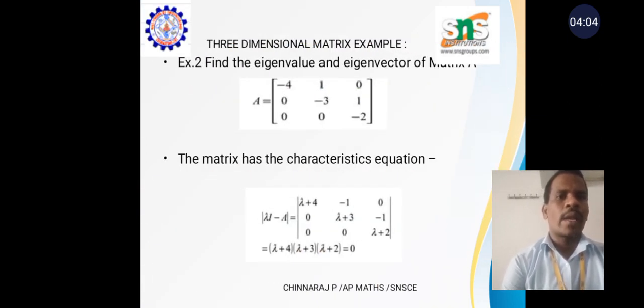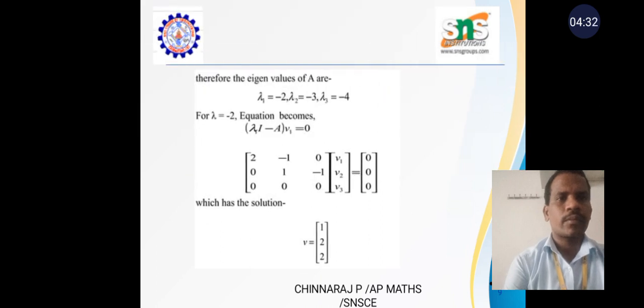So example 2. Find the eigenvalues and eigenvectors of the matrix A equals [minus 4, 1, 0; 0, minus 3, 1; 0, 0, minus 2]. The matrix has the characteristic equation determinant of lambda I minus A equals 0. Solving this given matrix, we get the equation (lambda plus 4)(lambda plus 3)(lambda plus 2) equals 0. Therefore, the eigenvalues are minus 2, minus 3 and minus 4.